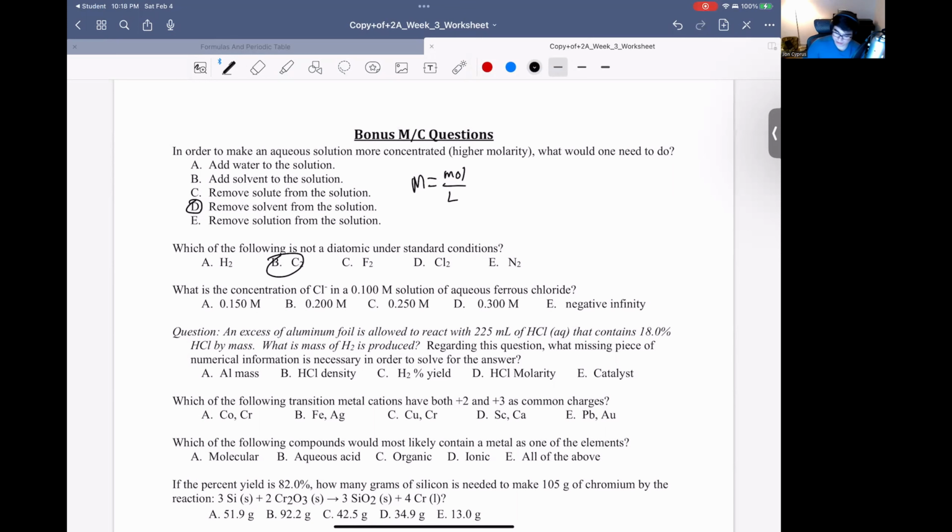So carbon. Carbon is not typically diatomic under standard conditions, while these other ones are.